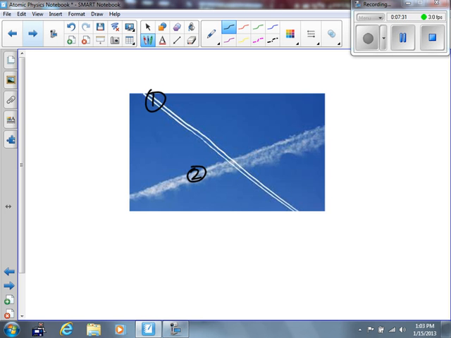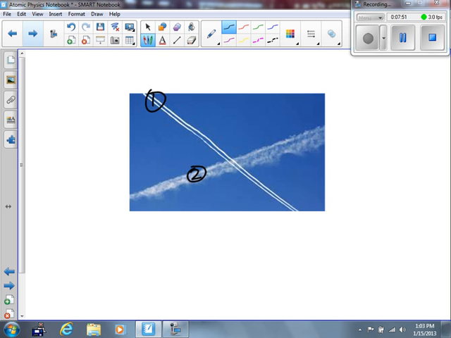So we know that we have 2 airplanes. We know that one of them has been here fairly recently. The other one is a little bit further back in time. We know that because the condensation trail has spread out a little bit. Okay, good. What else? What else do we know about these airplanes?